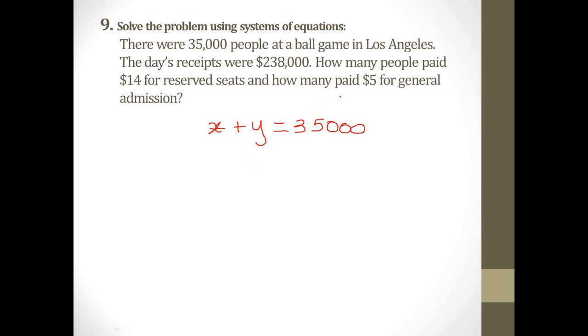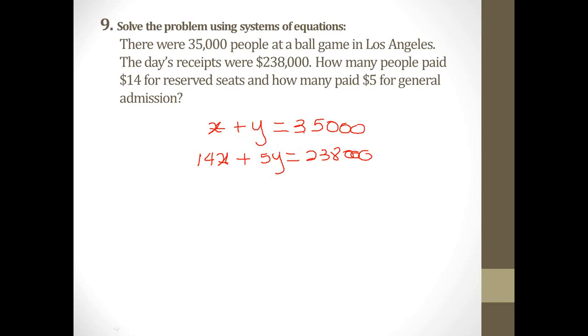Also, the other piece of information given is that the people that bought reserved seats paid $14 for those tickets at the ball game. So at $14 apiece, plus $5 for the people that paid for general admission, that totals $238,000. Okay, we have another system of equations.